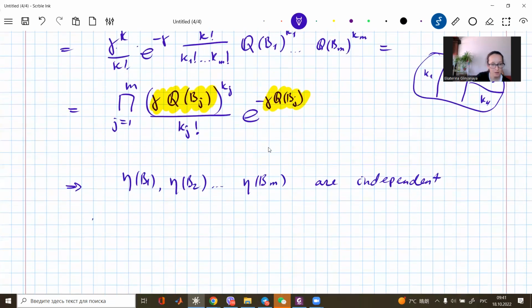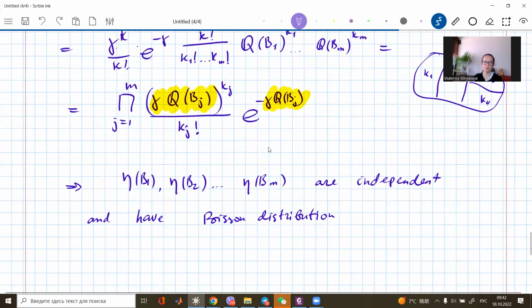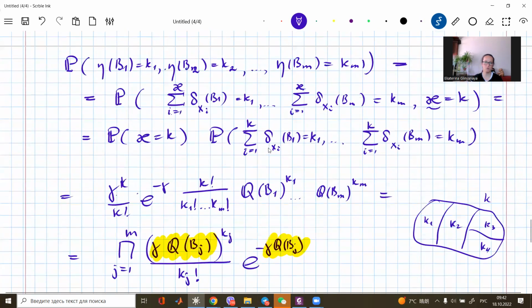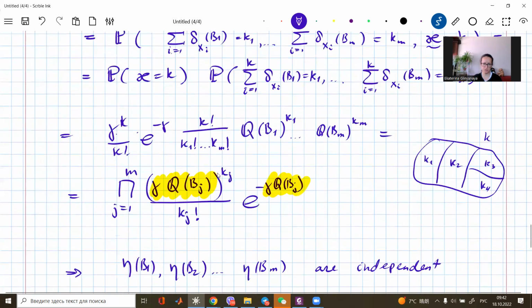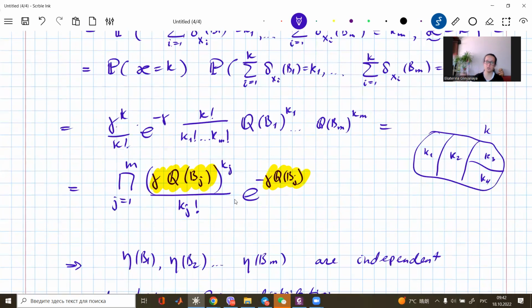Have Poisson distribution. So in order to see that each, for example, eta v1 has Poisson distribution with parameter gamma q of b1, you just need to sum over all other values, and here you will see that in summation you just get 1. So you just get one term in this product.